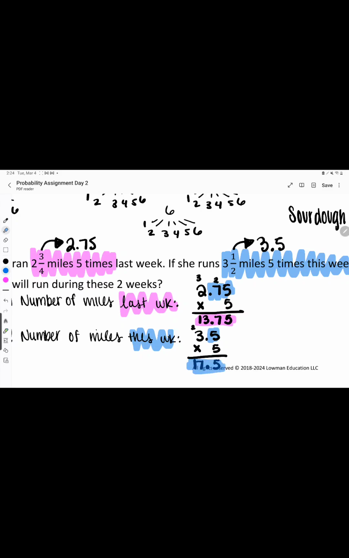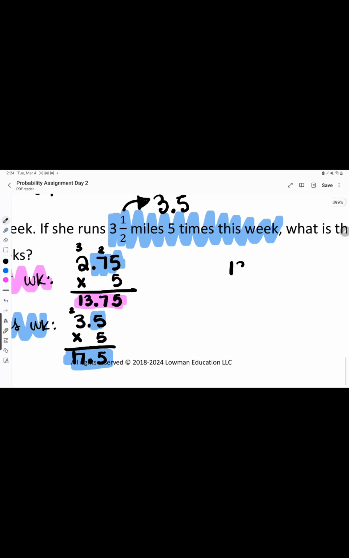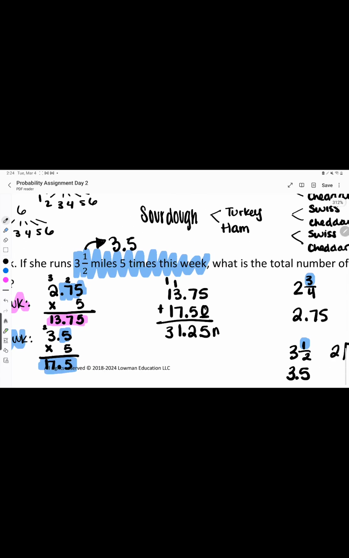And this week she ran 17.5 miles. So how do I figure out how many total miles she ran? I add those two up together. So I have 13.75 plus 17.5. Now what do you have to remember every time you add with decimals? You have to remember to line up your decimals. I add a 0 right here, and then I have 5 plus 0, which is 5, 7 plus 5, which is 12, so I write down my 2, carry my 1. 1 plus 3 plus 7, which gives me 11, so I write down a 1, carry my 1. 1 plus 1, which is 3, and then I just drop my decimal straight down, so that gives me 31.25 miles.